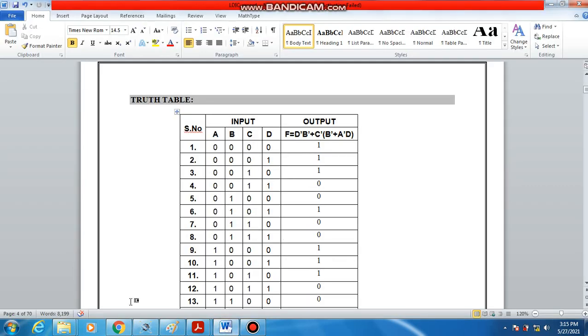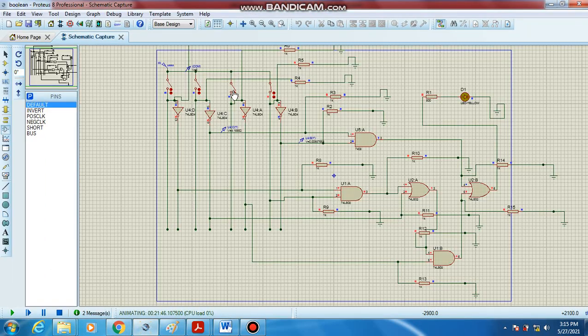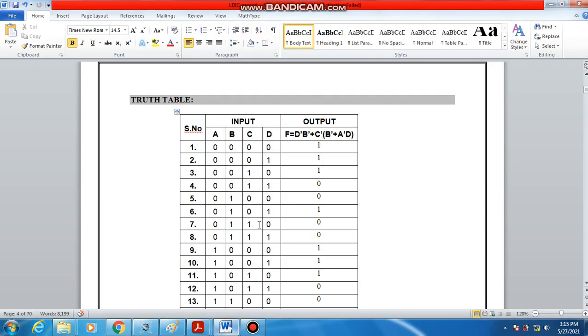For 0, 0, 1, 0, let me check. The output is high again. Yes, 0, 0, 1, 0, your output is high again. So it is working. Your truth table is correct.